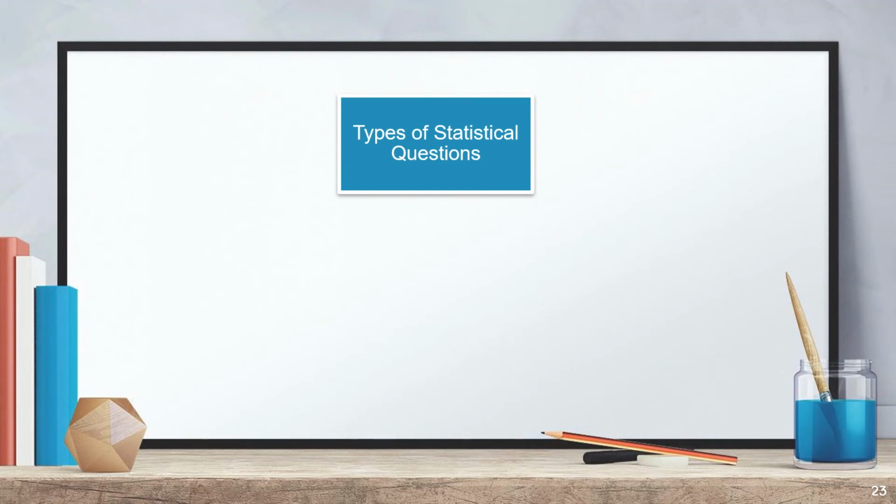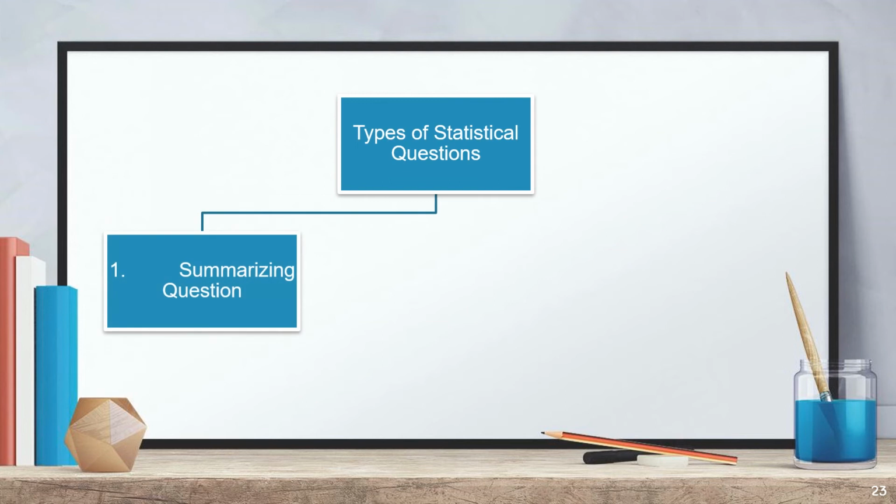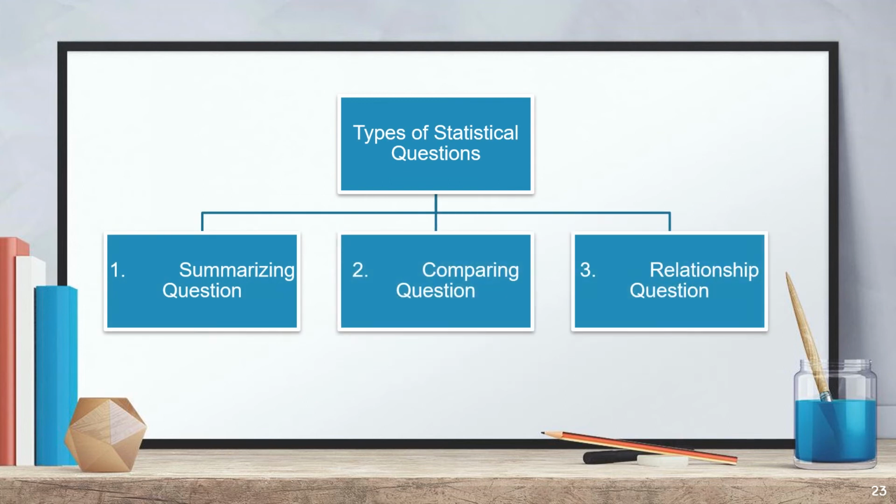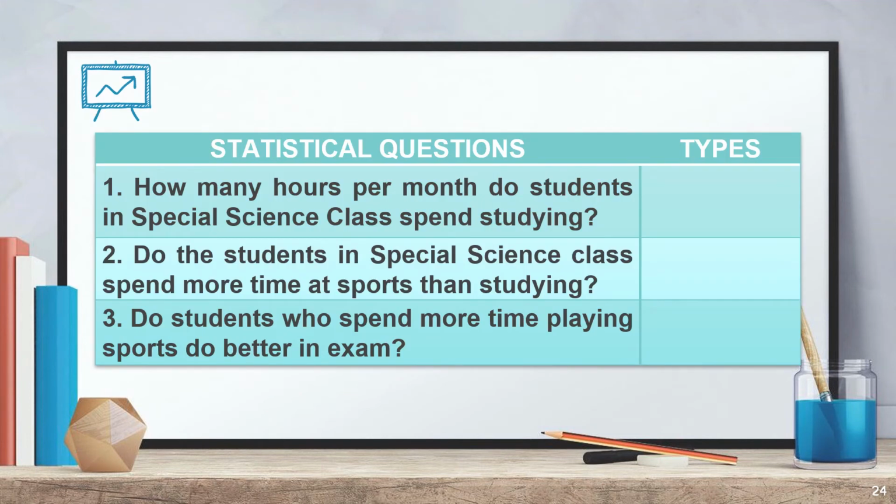There are also types of statistical questions. These are summarizing question, comparing question, and relationship question. Now let us identify the type of statistical question here. Number 1, how many hours per month do students in special science class spend studying? This is a summarizing question because the average number of hours spent studying is an example of summarizing question.